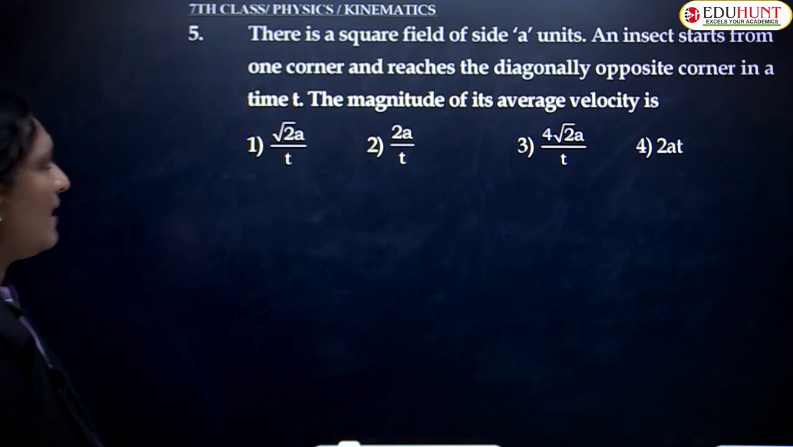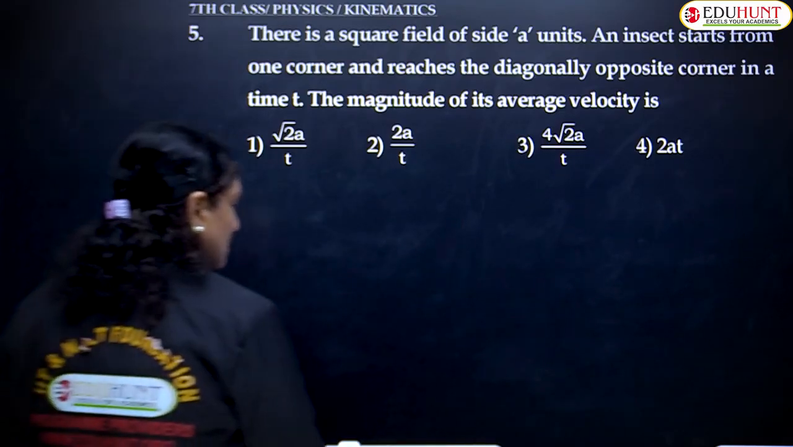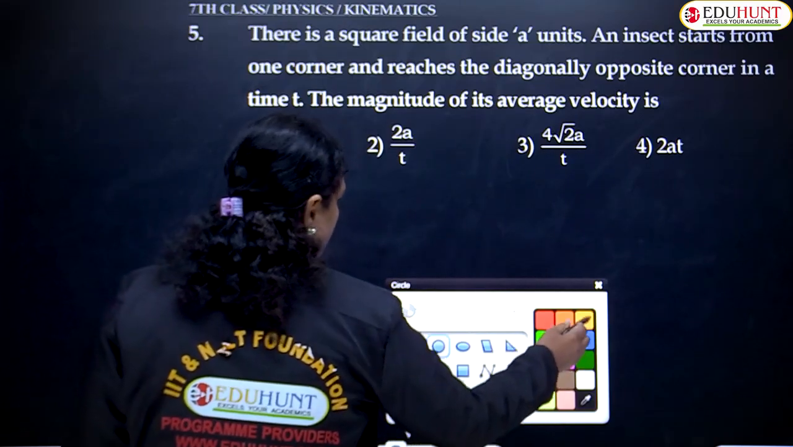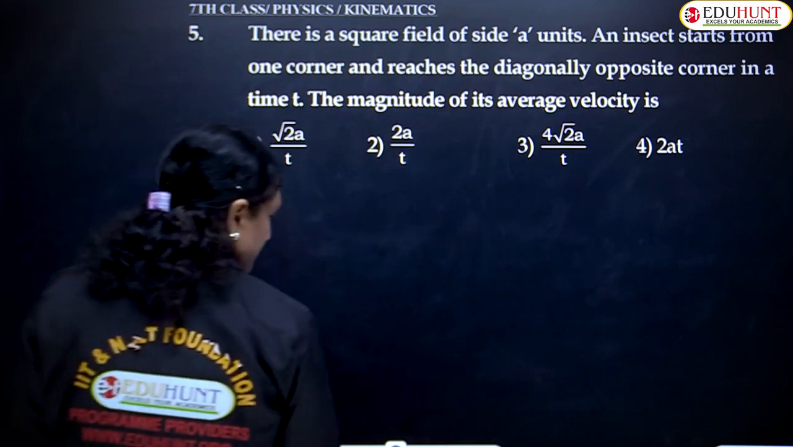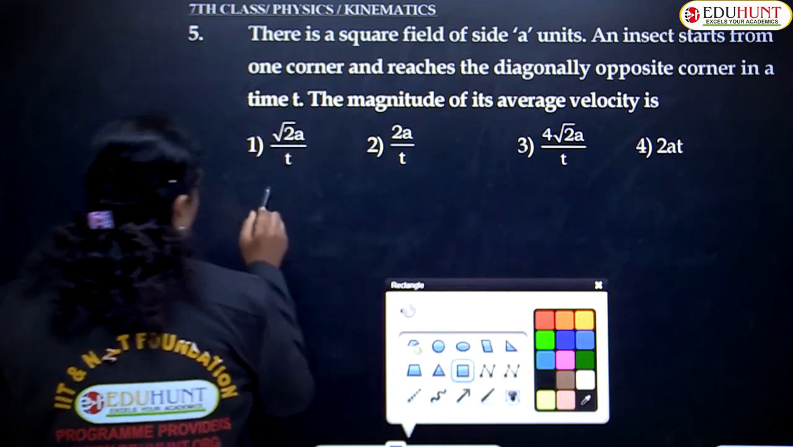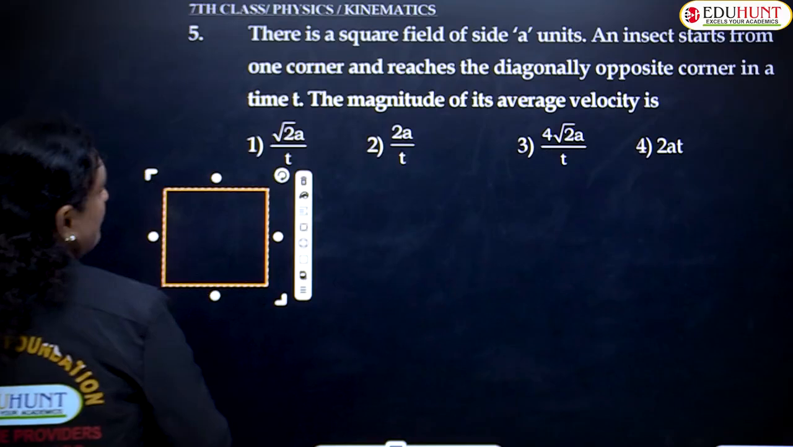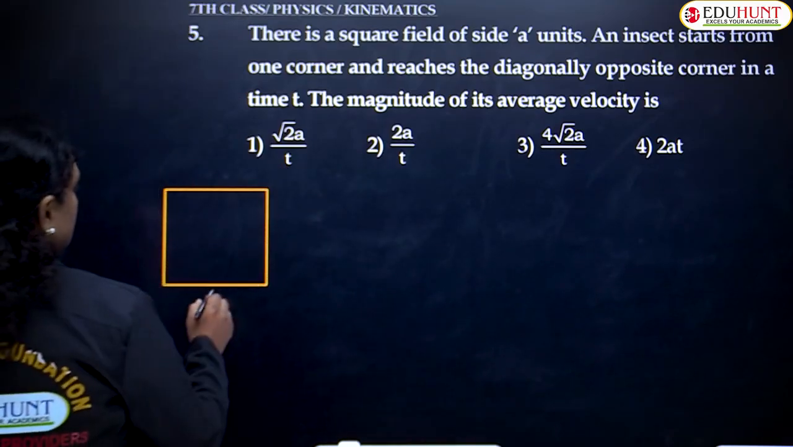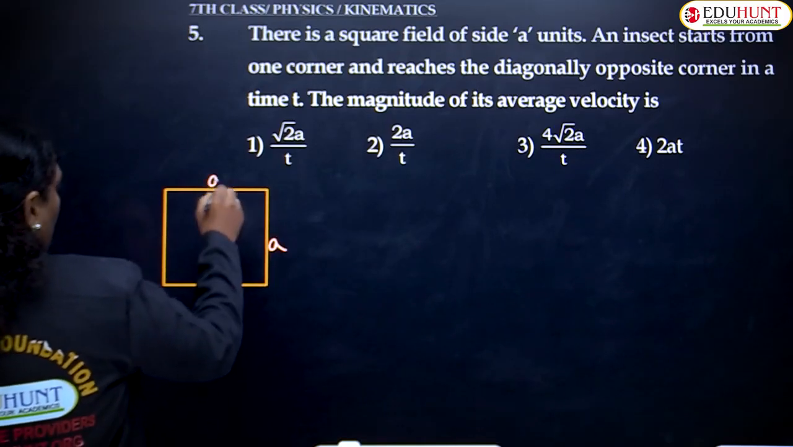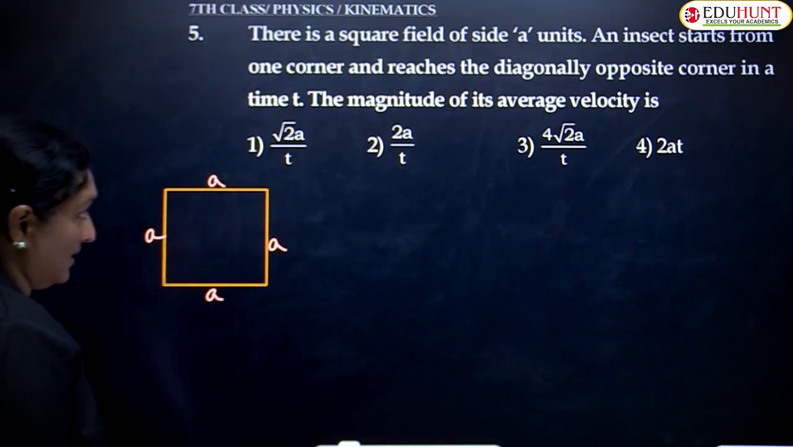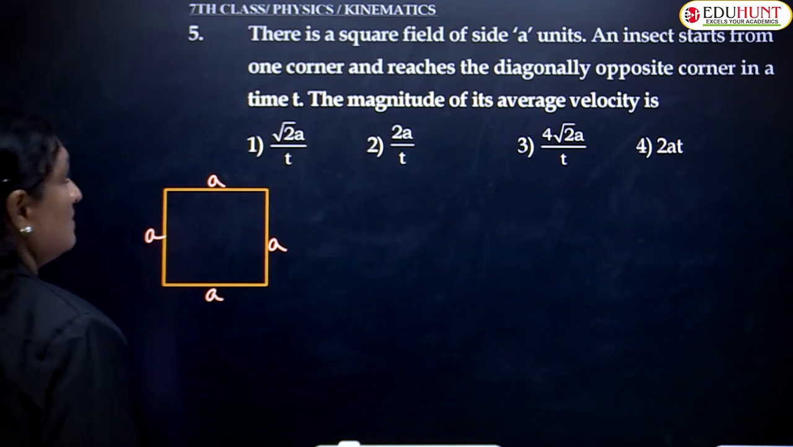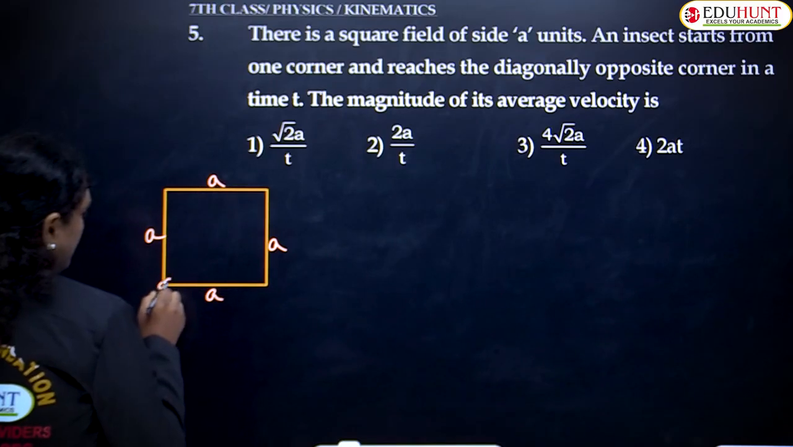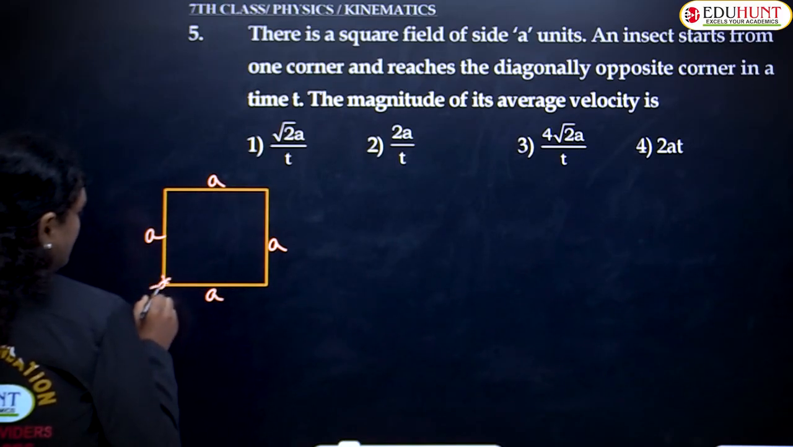Next, there is a square field of side A units. Let me plot out the diagram, children. A square field was given, some square shaped field. There is a square field of side A units. What is its side given? A. So all sides are equal for a square, A respectively. An insect starts from one corner. Some sort of insect is there that is moving here.